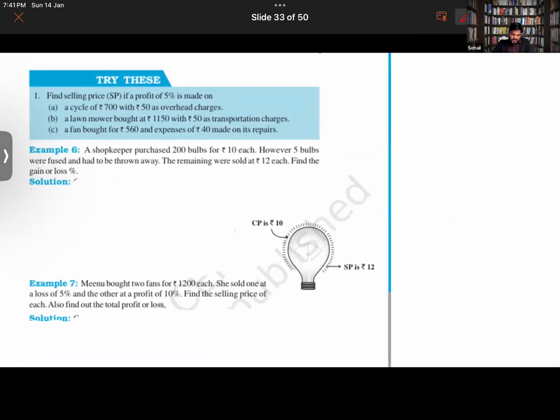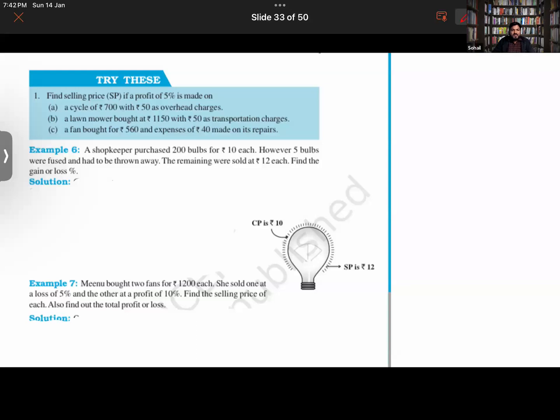See example number 6. Have a look at this example. A shopkeeper has purchased 200 bulbs for rupees 10 each. However, 5 of them are defective and they have to be thrown away. The remaining were sold at rupees 12 each. You need to first find whether he is having gain or loss, then later find the gain or loss percent. Try solving this one.